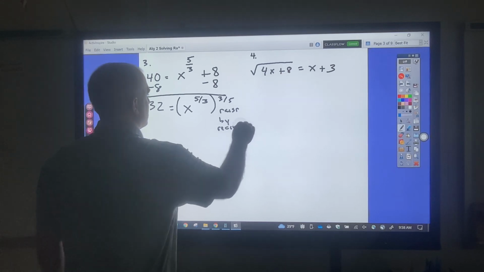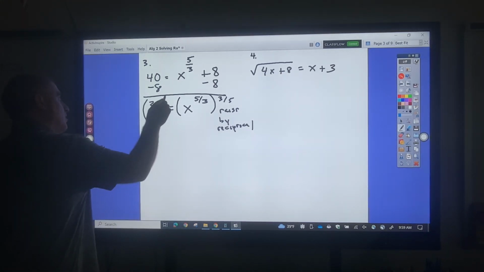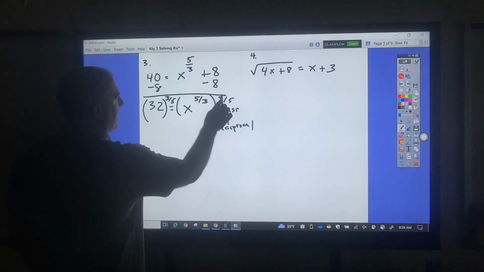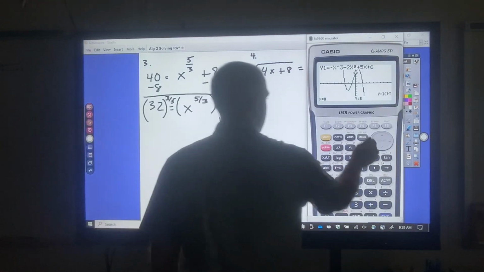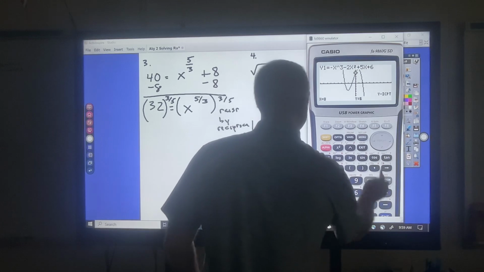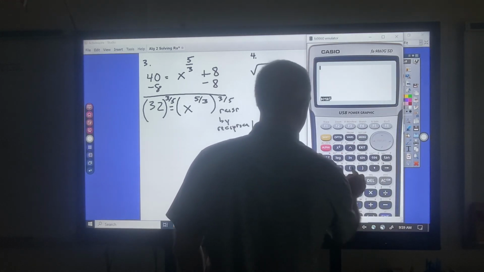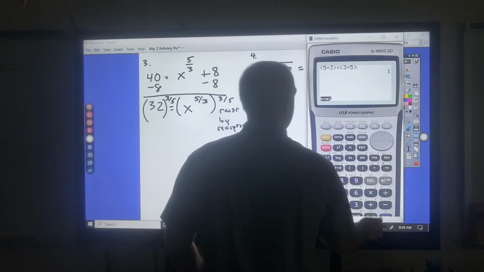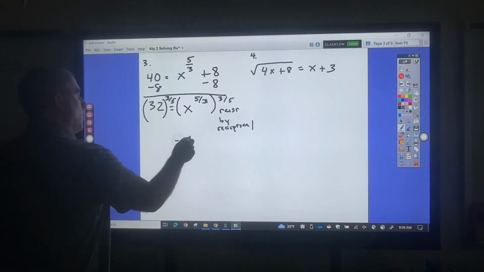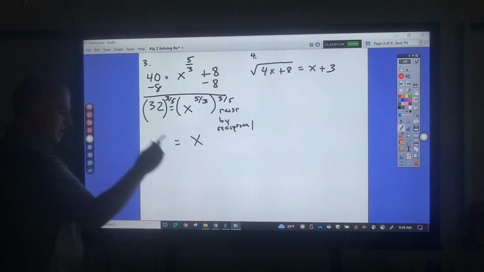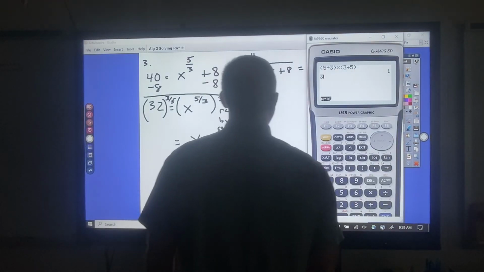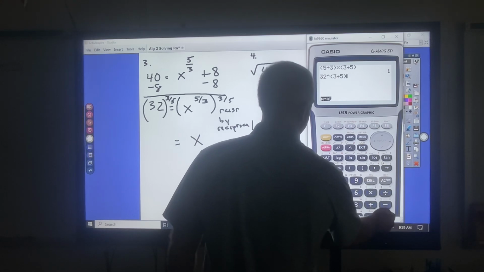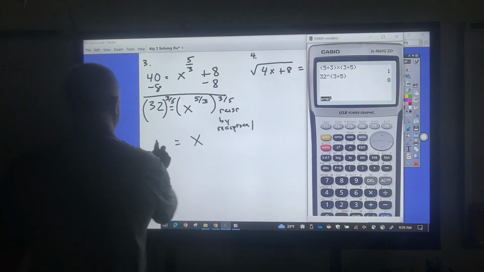Somebody said, Mr. Evans, why would you do that? Now I want to do that on the other side too. Why would you do that? Because if I multiply 5/3 times 3/5, I get x to the first, and that's what I want. So this one, 32 to the 3/5 is going to be 8.